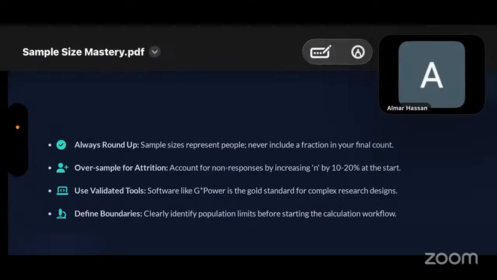Use validated tools. The third point, there's an actual tool which is more accurate, like G-Power. It's usually the gold standard for actual heavyweight research.